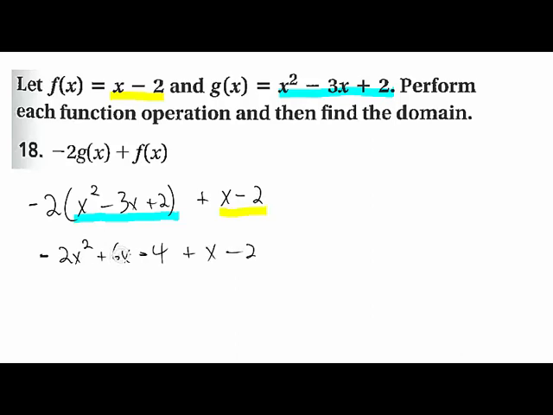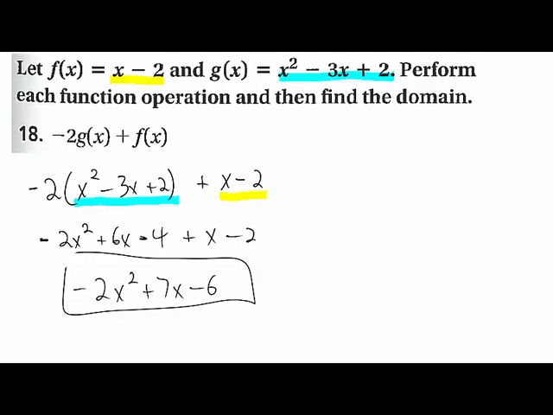Combine this x term, 6x, with this 1x, and combine this -2 with this 4, and you write. So you get -2x squared plus 7x minus 6 when you combine the like terms there. All right, that's the answer for number 18.